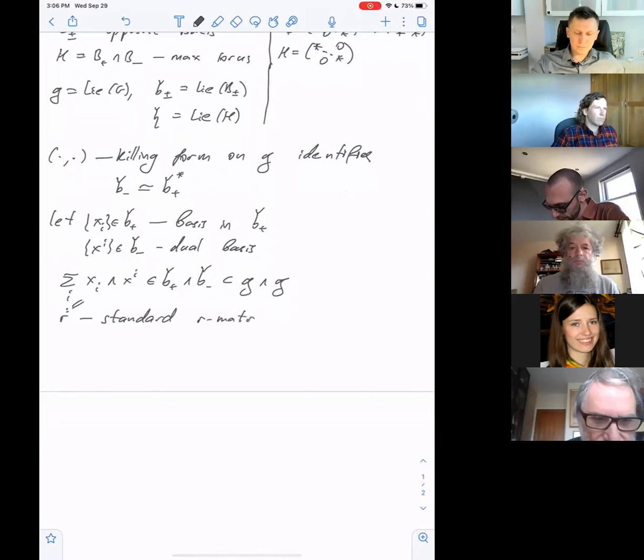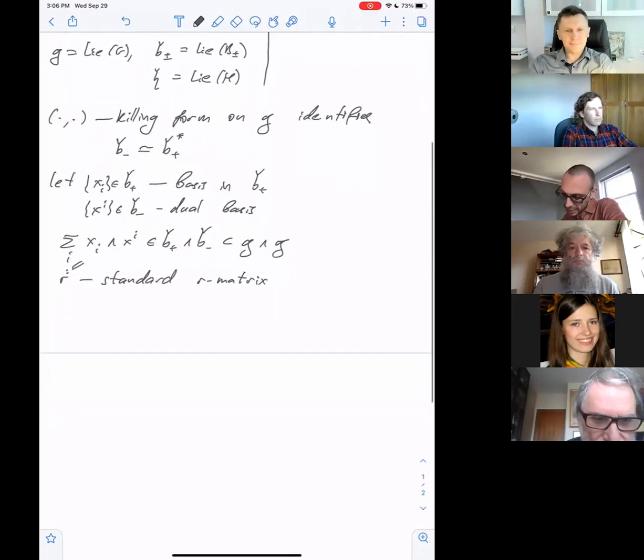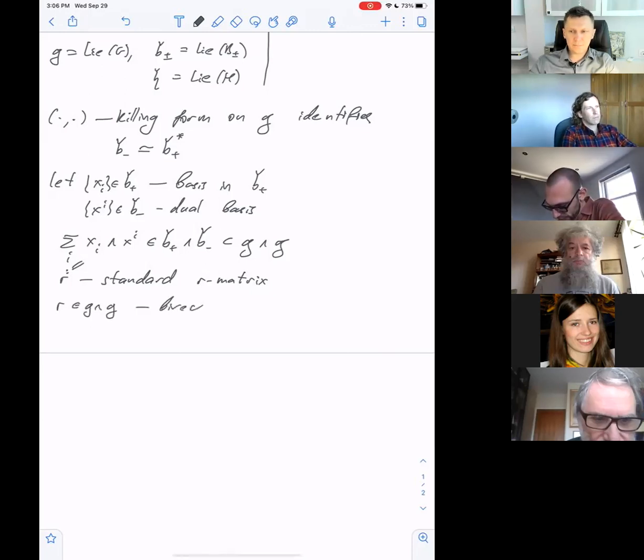So this element of course doesn't depend on our choice of a basis. It's the canonical element, and one way to think about it is just the identity homomorphism from B plus to B plus, written in terms of B plus and B minus dual, right? So now, as we just saw, R is an element in 𝔤 wedge 𝔤, a bivector to our group G at identity.